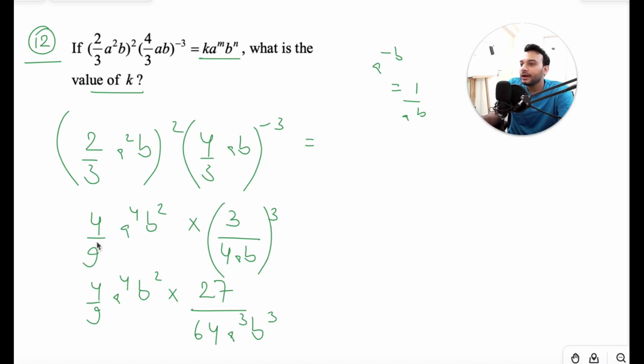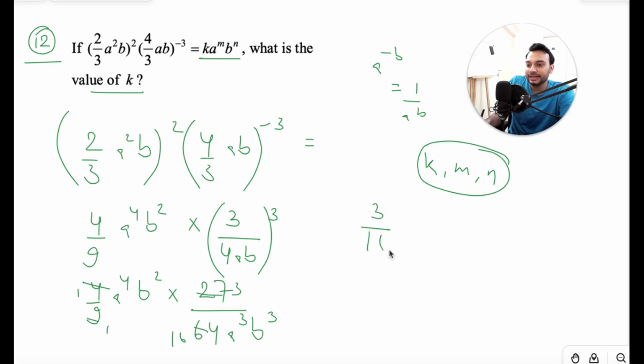They're asking what is the value of k, not the values of m and n, but we'll solve for all three. That's good for practice. Solve for all three: k, m, n. So first let's find the value of k. 4 times 1, 4 times 16. 9 times 1, 9 times 3. 3 over 16, that's the answer for k.